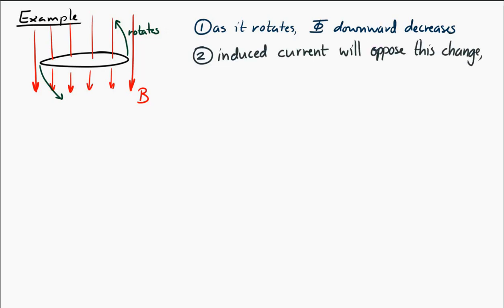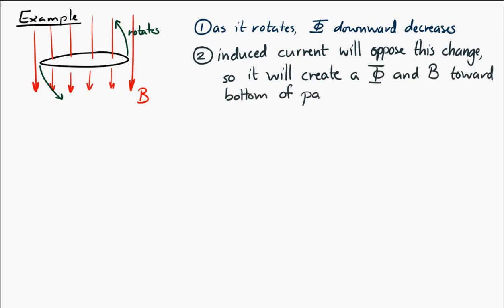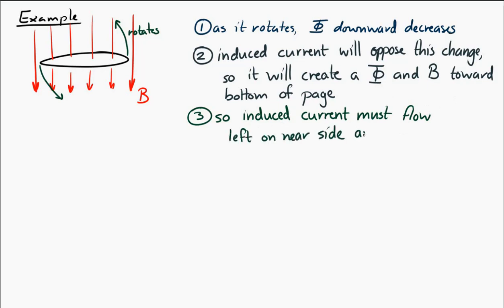So the induced current will create a flux toward the bottom of the page and a magnetic field toward the bottom of the page that's inside the loop. In order for this to happen, the induced current on the near side of that loop has to be to the left, and the induced current on the far side of the loop has to be to the right.